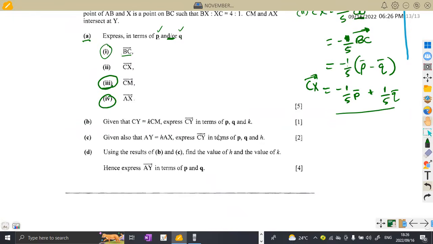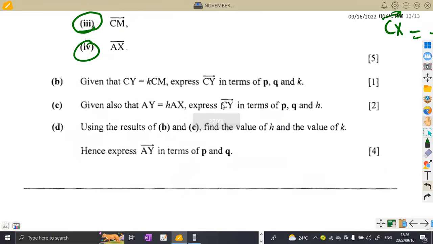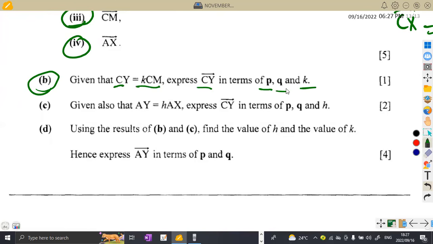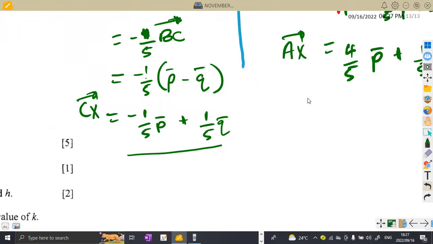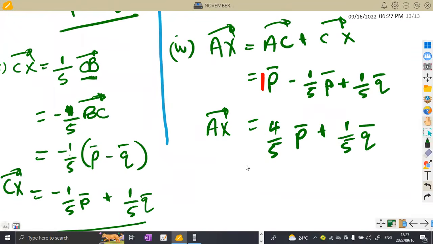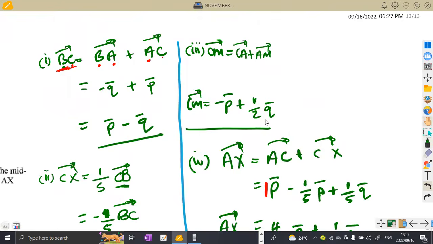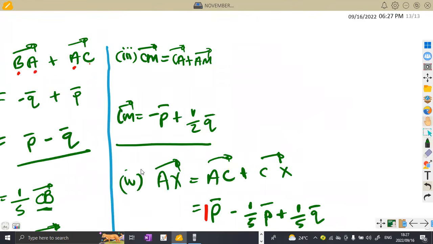Now we are given that here on item B, you see what I was trying to say, you're now being affected. But the moment you're given something like this, given that CY is KCM, express CY in terms of P, Q, and K. So which means we are starting from this part that you are given here. Okay, so this is what we have. So this is our B. We are given that CY is equivalent to KCM. So I want you to see something. Already the CM, we have calculated the CM here. You cross-check this, your CM.